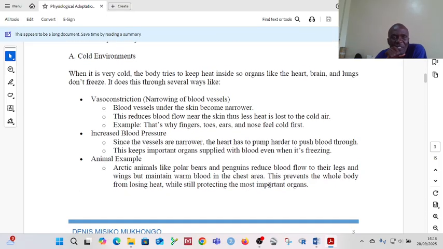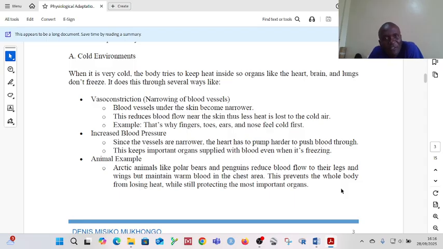Let's see what happens in a cold environment. So when it is very cold, what the body tries to do is to keep heat inside so that organs like the heart, brain, and lungs don't freeze. So it means the body comes up with ways to ensure that heat does not leave the body. But organs that are found inside the body, the vital organs, the heart, the brain, the lungs, okay, still are within their normal temperature ranges. So how does the body do this?